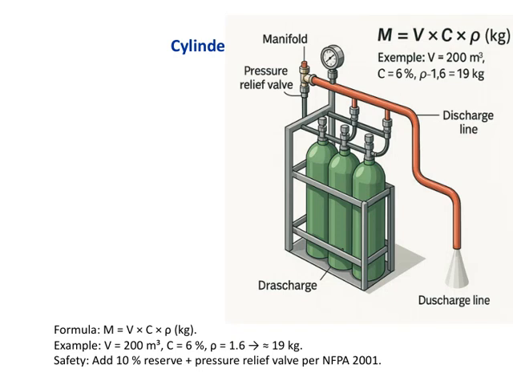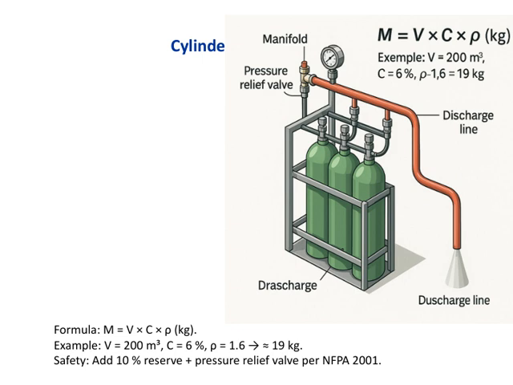Now let's talk about cylinder and agent sizing. The key formula we use here is M equals V times C times rho. Essentially, we're calculating the mass of the agent needed, where V is the volume of the space, C is the concentration, and rho is the density of the agent. For example, if you have a volume of 200 cubic meters, a concentration of 6%, and a density of 1.6 kilograms per cubic meter, the calculation would give us approximately 19 kilograms of agent.